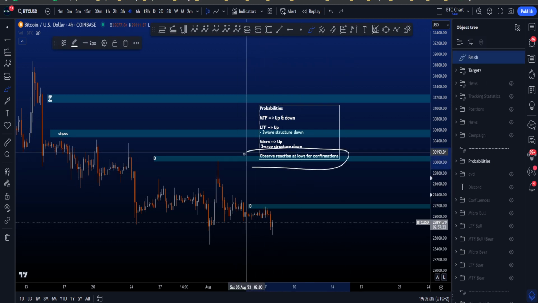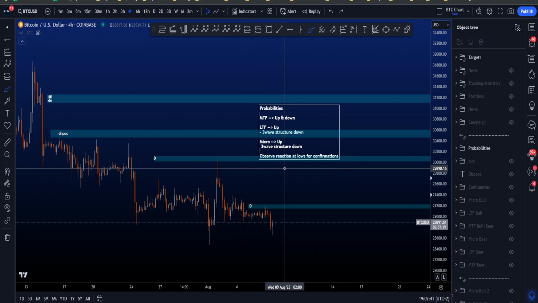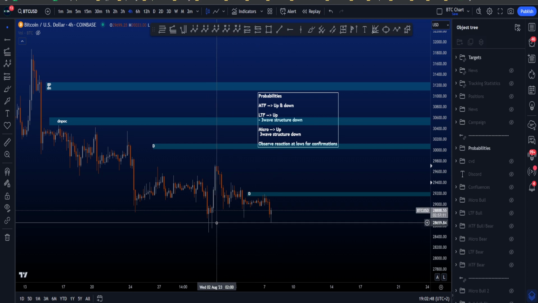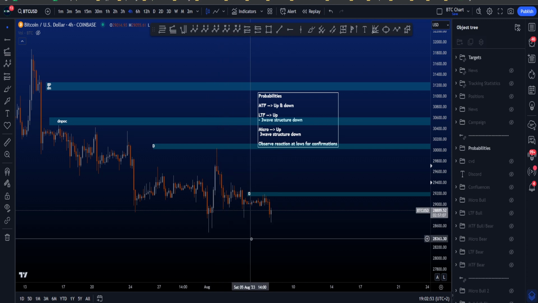And of course, as always, observe the reaction at the lows for confirmations. Have your strategy and plan, your entry requirements, make sure you know what you are doing to observe what's happening locally. Don't just randomly long or short, no financial advice, but have a plan, have a strategy.